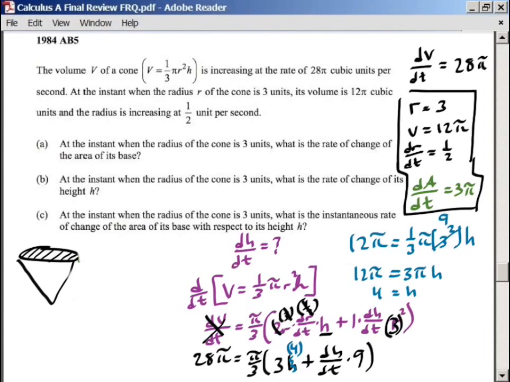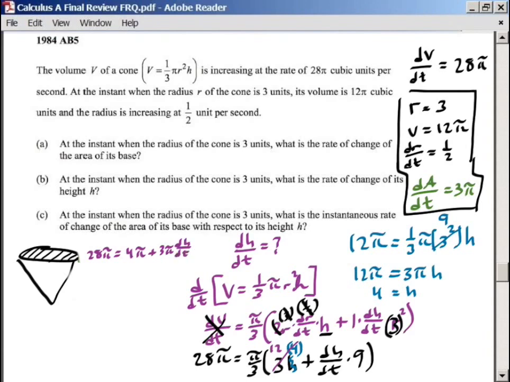Okay, so if I rewrite what I have right here, I'm going to distribute this pi over 3 at the same time. So this is 12. And so 12 times pi over 3, let's go 28 pi on that side. 12 times pi over 3 is going to be 4 pi, because the 3 would cancel out with the 12 and become a 4, plus, and then I have to multiply pi over 3 times 9, which would give me a 3 pi, and I have dh over dt.